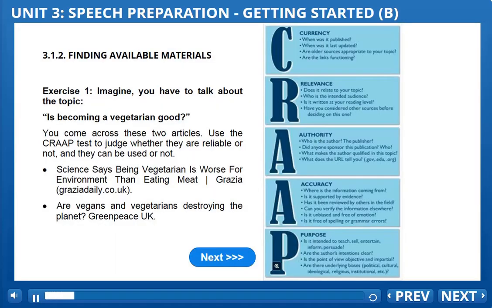So, the first exercise for you. Imagine you have to talk about the topic: is becoming a vegetarian good? You come across these two articles. Use the CRAAP test to judge whether they are reliable or not, and whether they can be used or not.